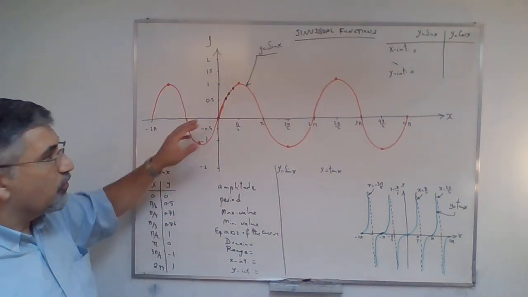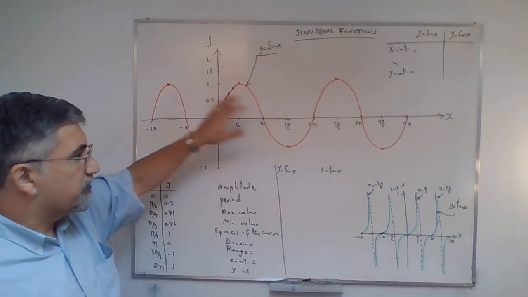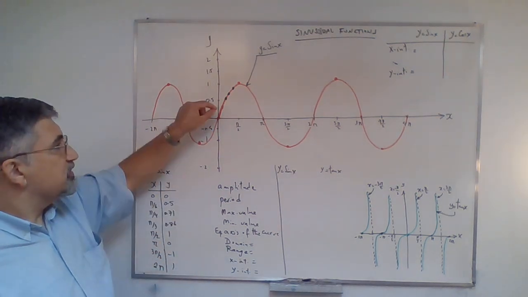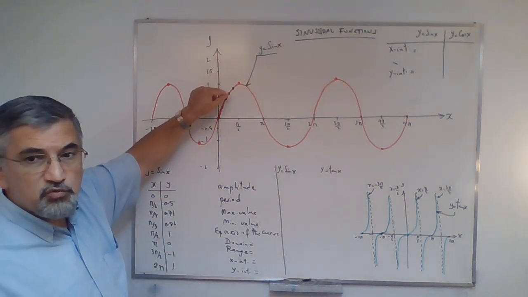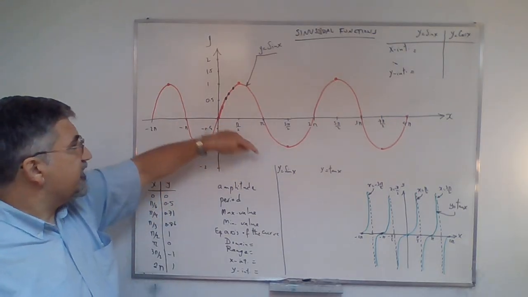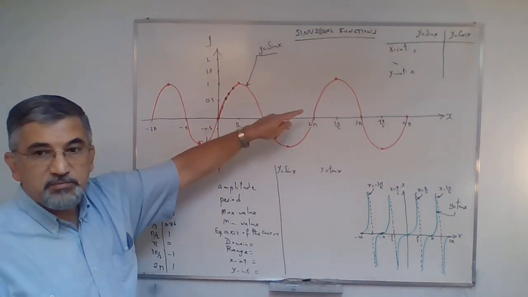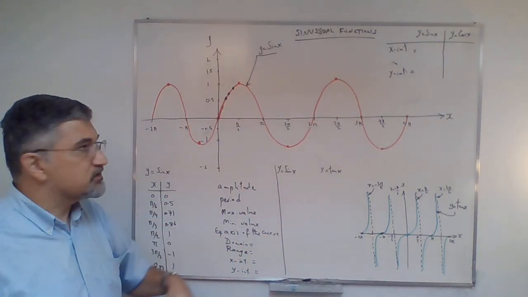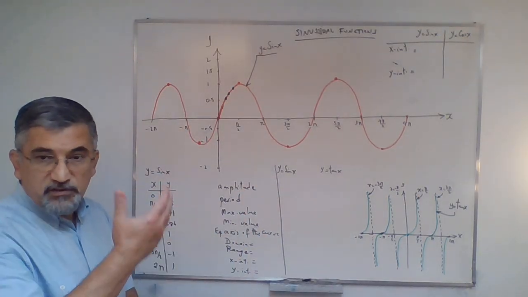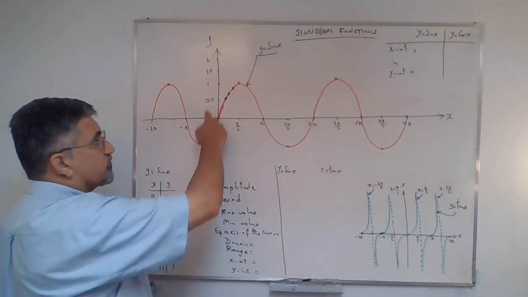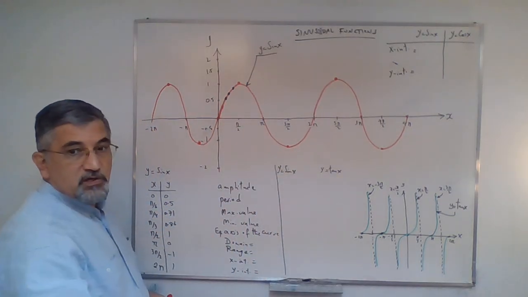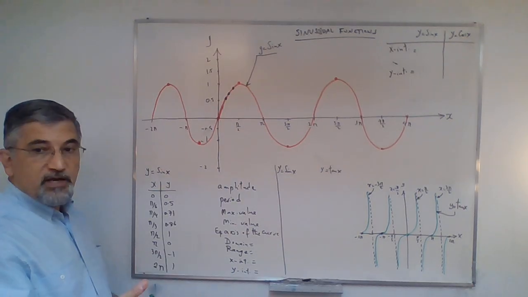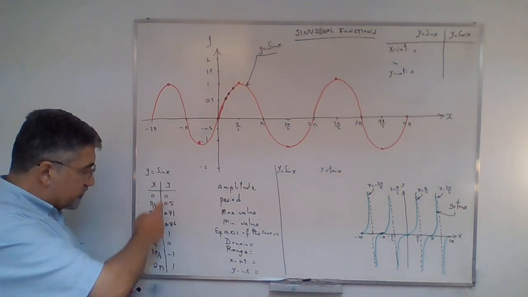When you plot these points on a set of coordinates and you draw a smooth curve passing through them, you end up with a wave-shaped graph, which we call a sinusoidal graph. Sinusoidal means wave-shaped kind of curve. So this is the graph of sine of x, a simple trigonometric function that we obtain by just constructing a table of values.